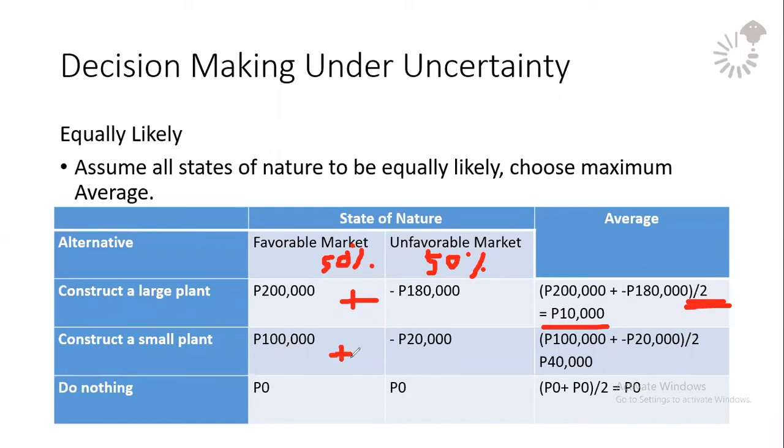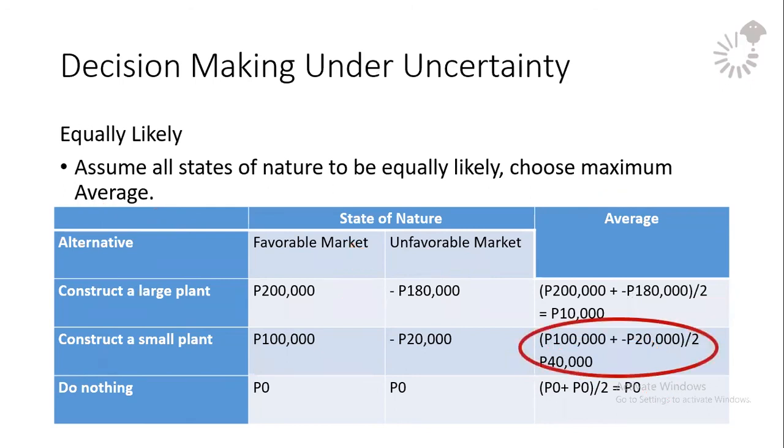Same execution for option B, 100,000 plus negative 20,000, that will leave us with positive 80,000 divided by 2, you'll have 40,000. And 0 plus 0 is 0, divided by 2 is 0. So among the averages that we have, we choose the maximum average. What is the maximum average? 10,000 versus 40,000 versus 0. This is your maximum. So equally likely is leading us to option B, which is small plant.